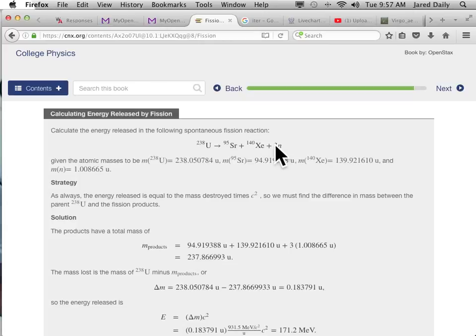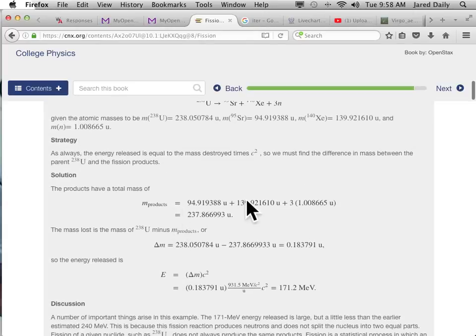And so they want us to calculate the energy released. By doing this, we calculate the energy released by using the atomic masses of these molecules here and the mass of the neutrons. Take the mass of this and subtract off the total mass here, and you're going to get a mass defect of... 1.008665. No, sorry, that's the mass of the neutron. So here are the masses: uranium-238 is 238.05. The mass of strontium-95 is 94.919. The mass of xenon-140 is 139.92. And the mass of each neutron is 1.008665, so you multiply that one by 3.